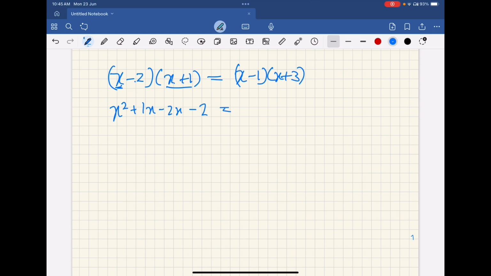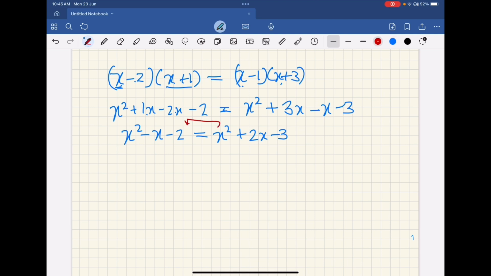Okay. Now let us go to right hand side. X into x, x square. X into 3, 3x. Minus 1 into x is minus x. Minus 1 into plus 3 is minus 3. Now let us simplify. Plus 1x minus 2x is minus x minus 2, and here it becomes x square, 3x minus x is 2x minus 3. Again let us change the side and sign will also change.